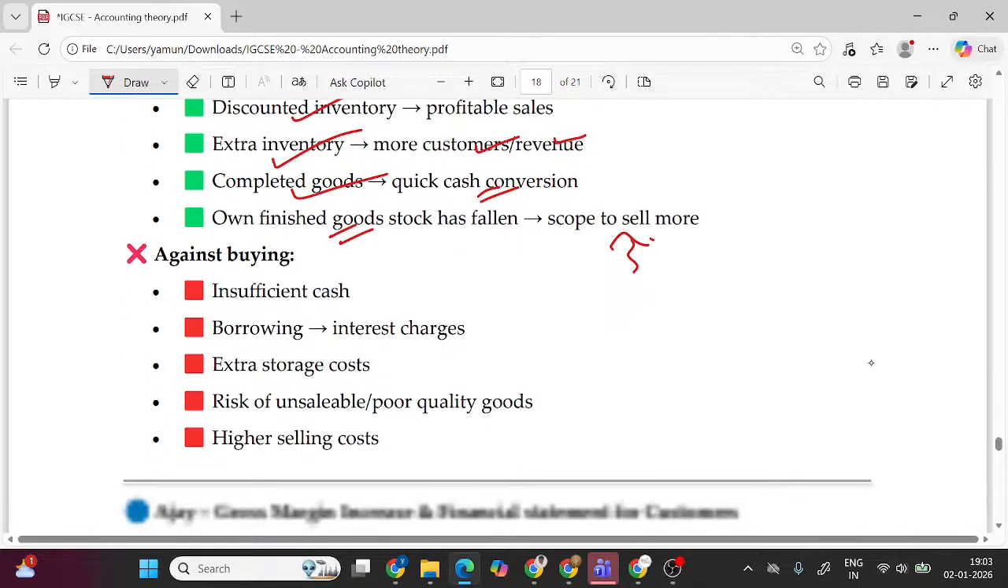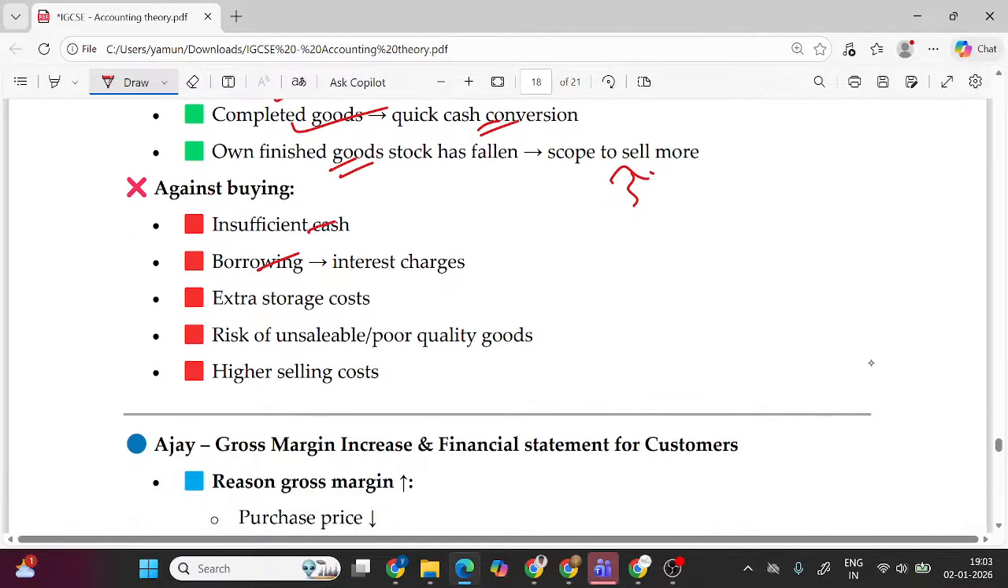Against buying: insufficient cash, borrowing, the interest charges. When you talk about storage costs, now you have to pay extra. Risk of unsaleable or poor quality goods may be there and higher selling costs.